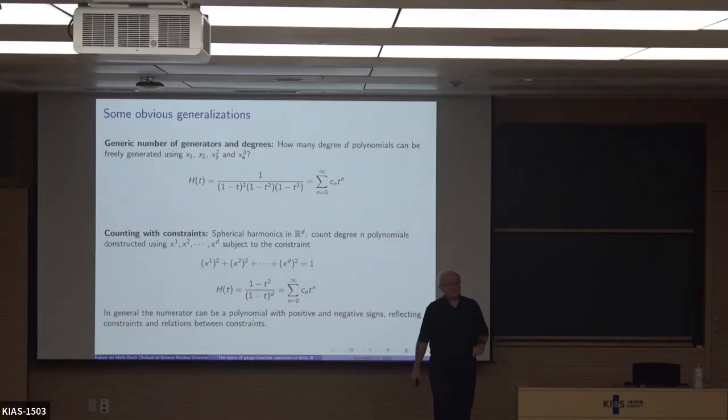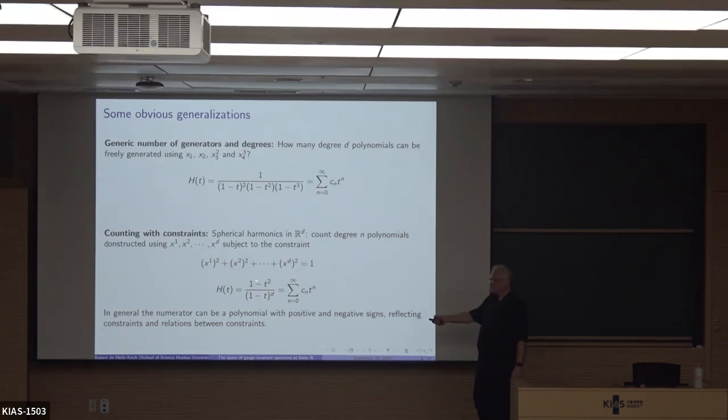In general, you won't just have 1 constraint. You may have many constraints. You should subtract a term for each constraint that you have. But in general, if you do that, this is where you'll make your second mistake, because all of those constraints are not independent. So you subtract off too much.